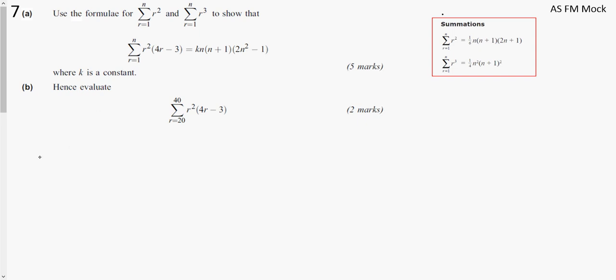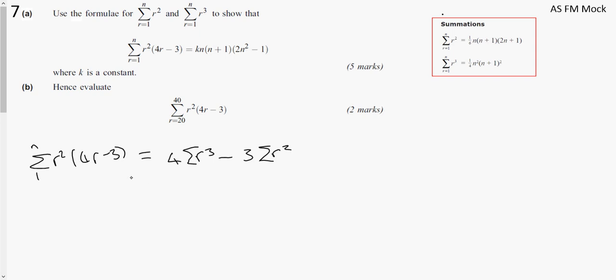So we're starting with the sum from r equals 1 to n, r squared times 4r minus 3. The first thing you might want to do is expand r squared times 4r minus 3. And the other thing we need to do is split this summation up so that we can use the formulae, because we know we're allowed to do that. So that's going to be 4r cubed subtract 3r squared, and I've just left a gap because I'm going to put the multiplier in front of the summation.